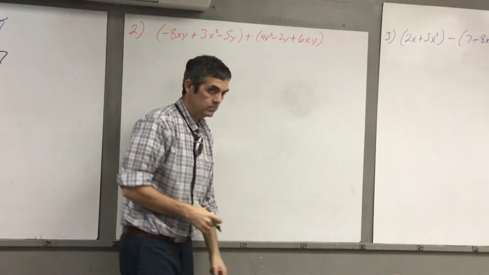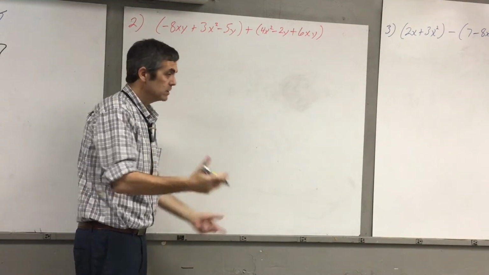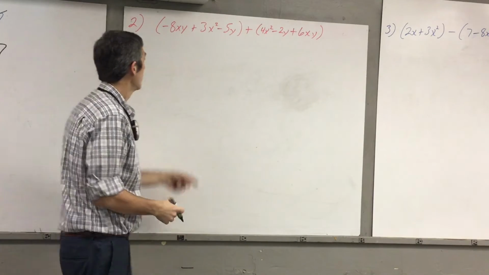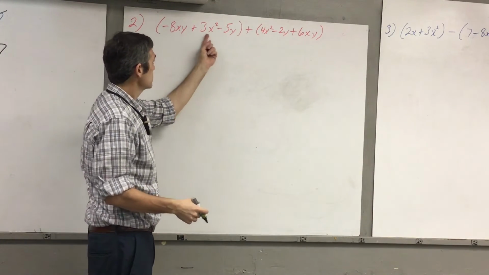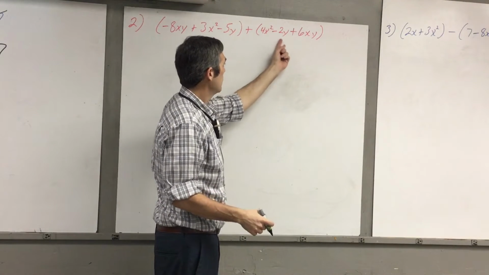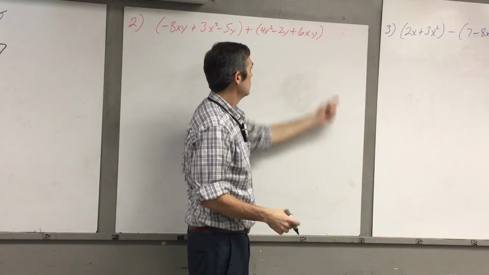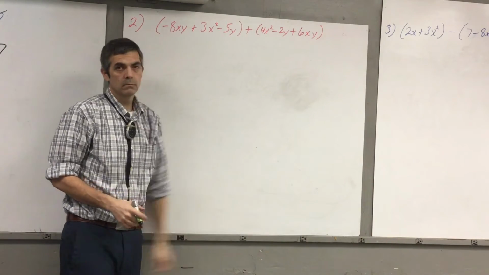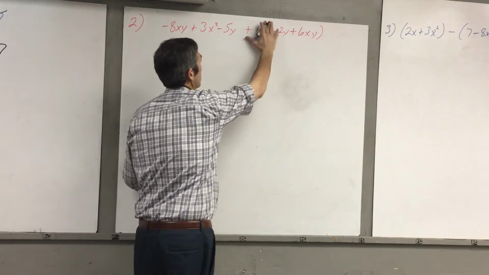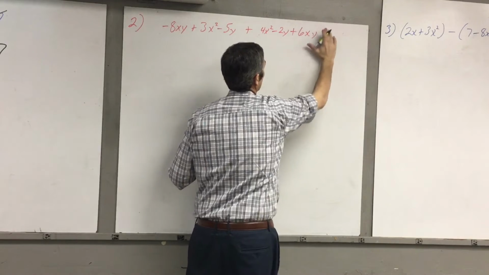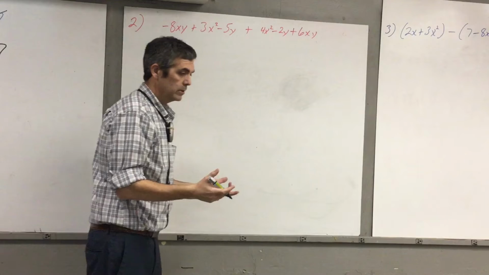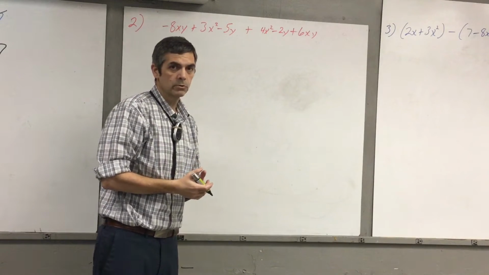Same thing here. Look through it. Check to see if there's anything you can do inside those parentheses, then start moving outside of it, right? Negative 8xy plus 3x² minus 5y plus 4x² minus 2y plus 6xy. It's all addition. I can get rid of the parentheses. I don't need them. Makes it easy on me. Okay? Now, you want to move your largest degree to the front. That's what you're looking at.